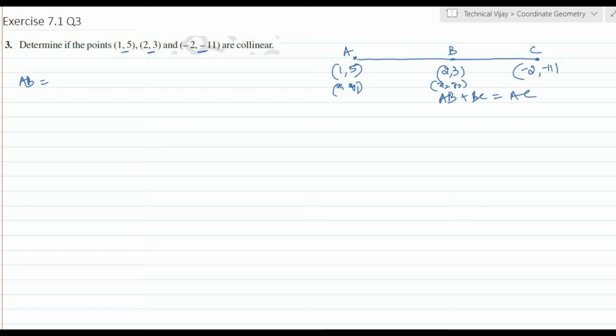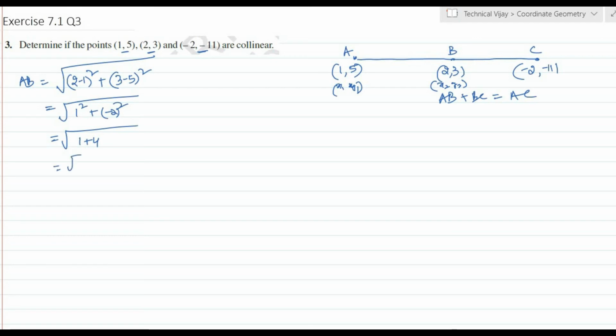Now x2 minus x1 means 2 minus 1 square, plus 3 minus 5 square, all under the square root. So this is equal to square root of 1 square plus (3 minus 5 is -2) square. So this is equal to square root of 1 plus 4, which is equal to square root of 5. Now we have got the length of AB.